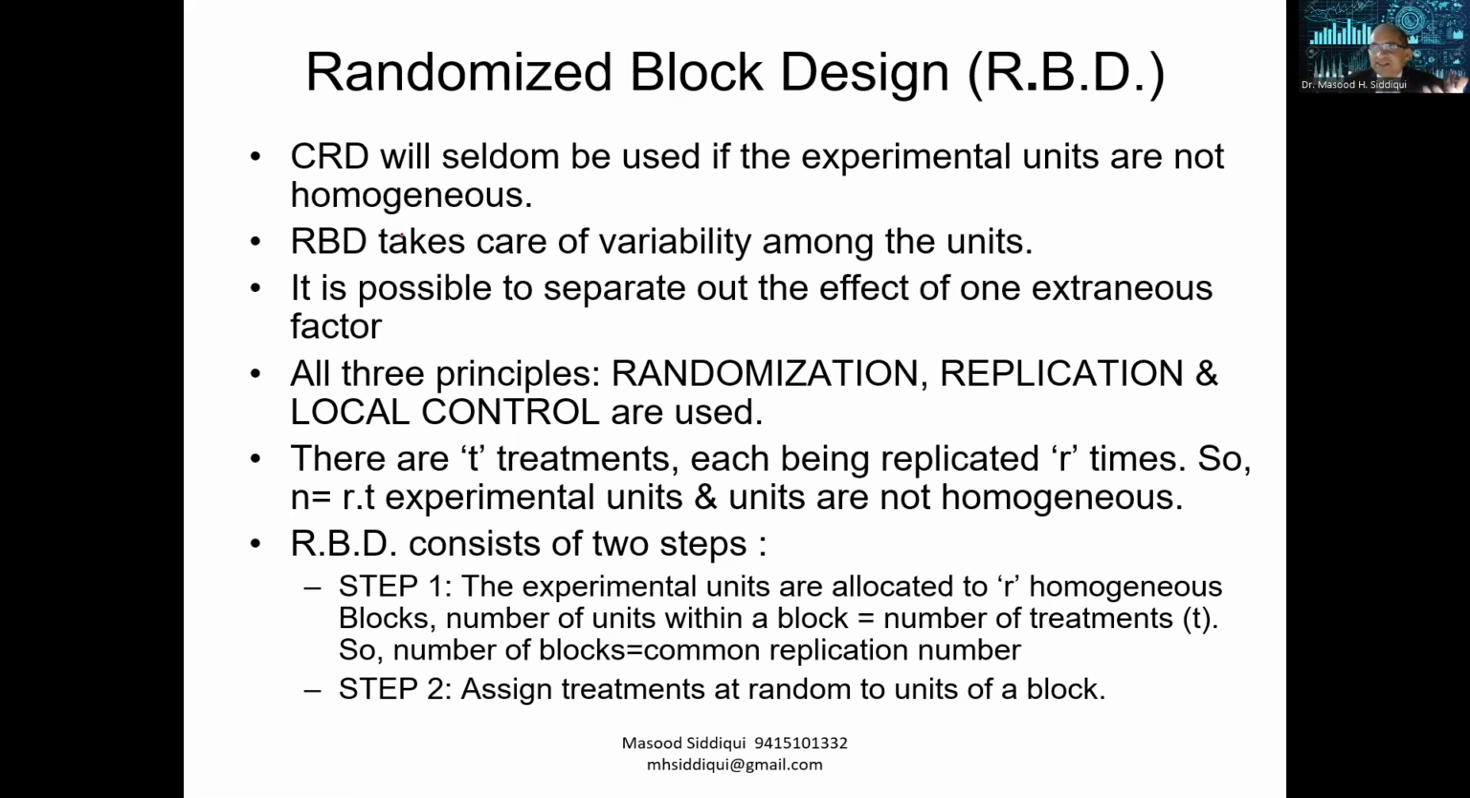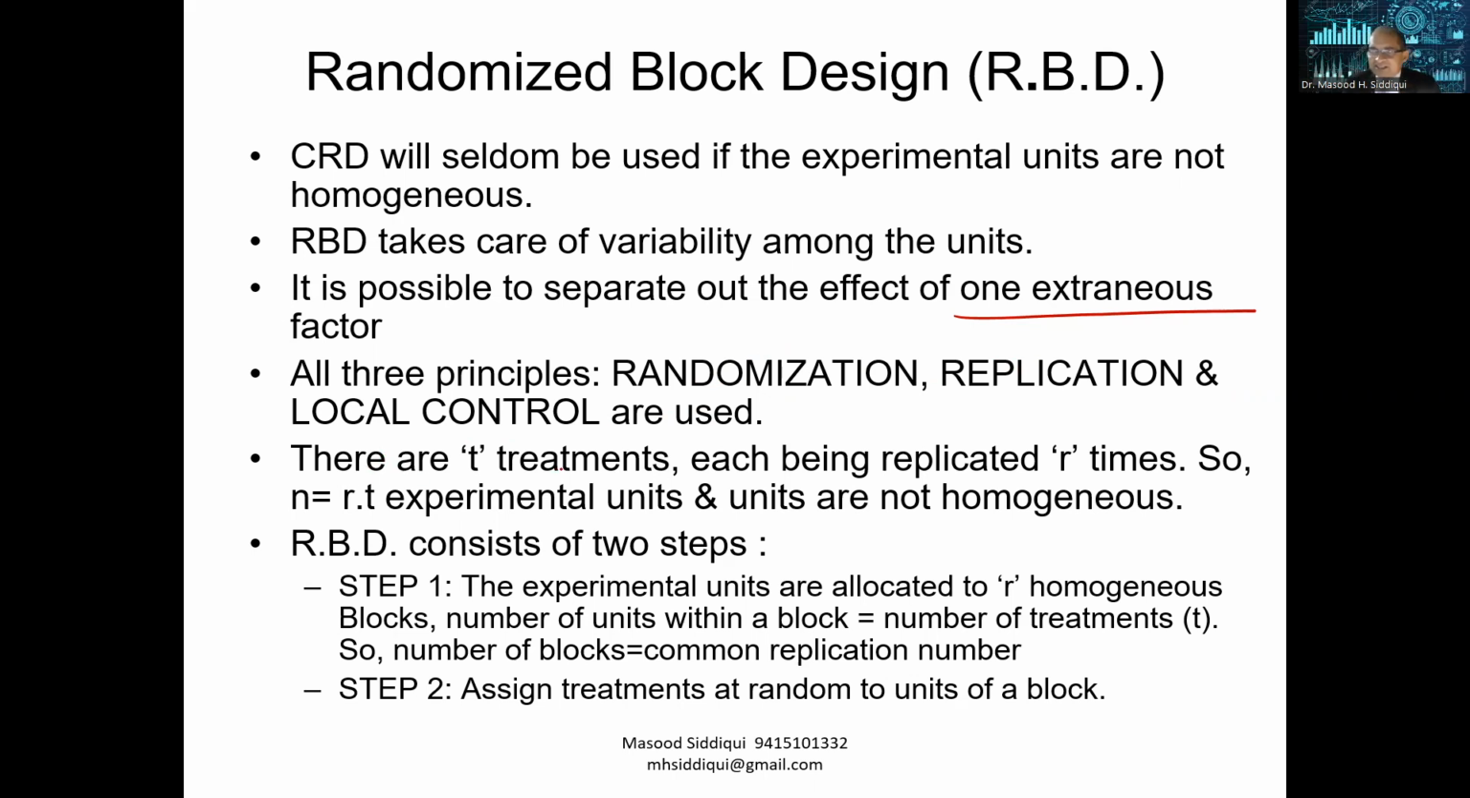So the RBD takes care of variability among units. It is possible to separate out the effect of one extraneous factor. It goes with one extraneous factor. And it is very popular because it uses all three principles of experimental research as propounded by R.A. Fisher: one is randomization, another is replication, and the third is local control. I will be explaining how the local control would be used.